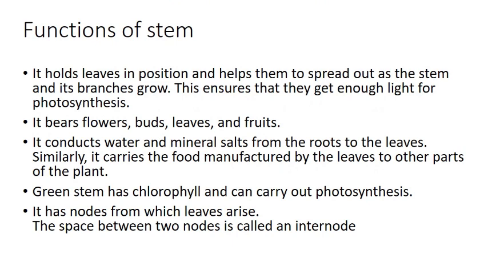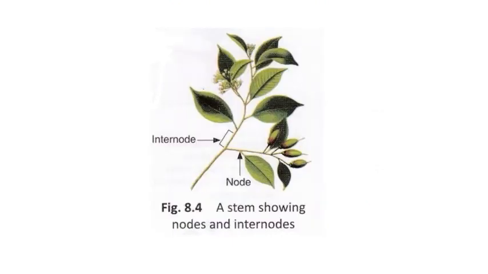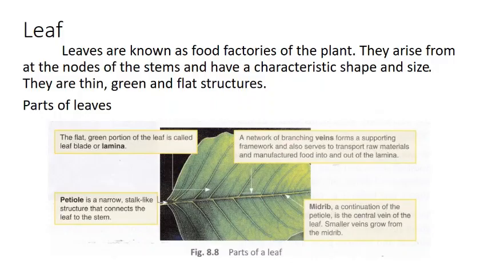It has nodes from which leaves arise. The space between two nodes is called an internode. You can see this in this diagram. You can find the difference between the node and the internode.